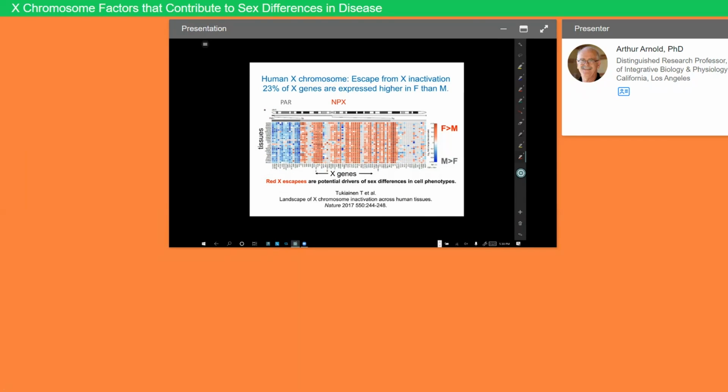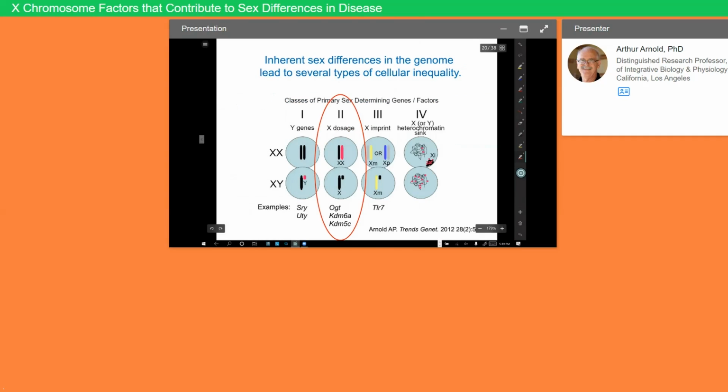This is a study by Tukiainen and others, mapping the human X chromosome for sexual bias. And these are different tissues from the GTEx consortium, and different X genes mapped along the X chromosome here. And so each column is 1 gene expressed in different tissues, and the red squares are the genes that are expressed higher in XX than XY. The blue squares are genes higher in XY than XX. And you can see that there are quite a few genes that are sexually unequal in their expression. And on the non-pseudo-autosomal part of the X chromosome, there are genes that escape X inactivation, and about 25% of the genes, or 23%, are expressed higher in XX than XY. That's the second class of genes that cause sex differences that I mentioned earlier.